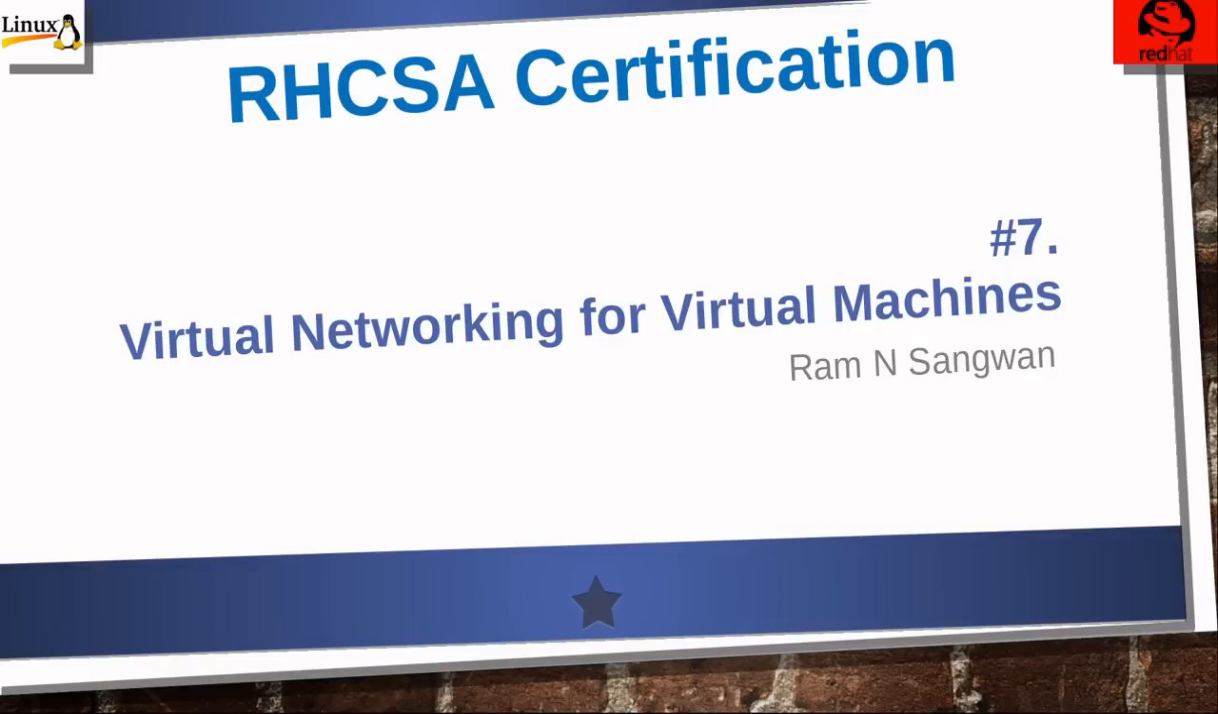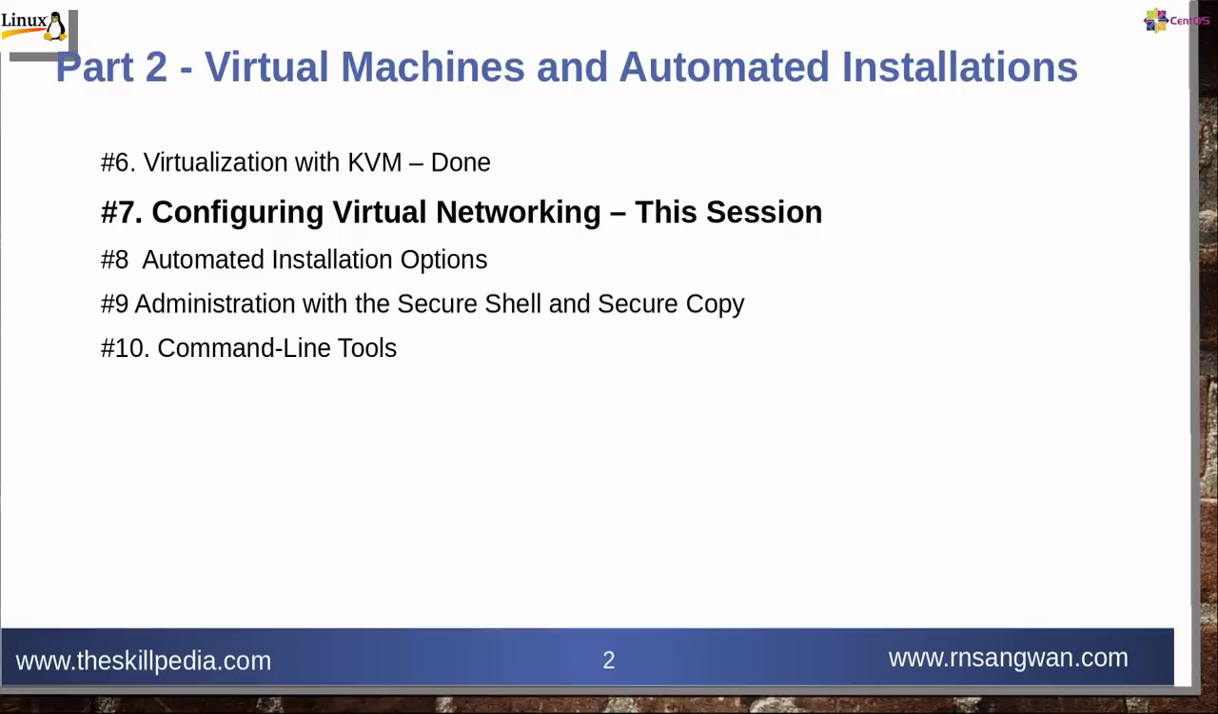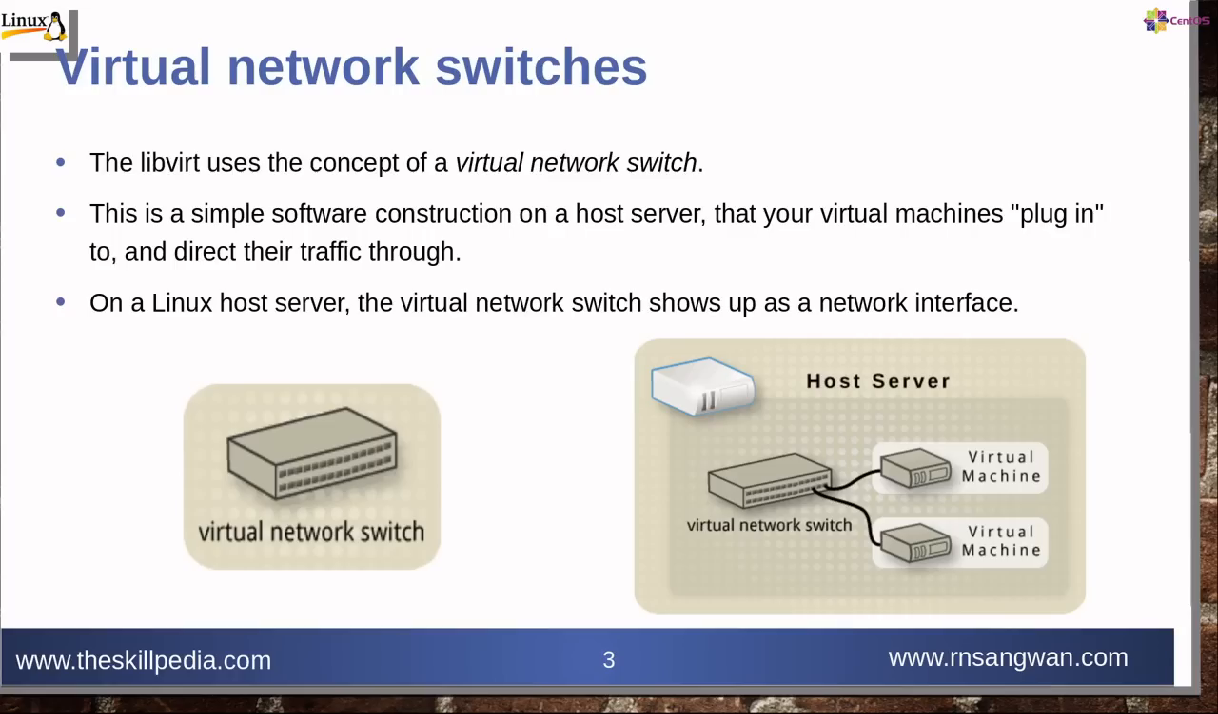Session 7 is about virtual networking for virtual machines. We are on part 2, as we've been talking about. This is part 2, and the session on virtualization with KVM is done. This is the current session 7, configuring virtual networking. Coming after this session will be automated installation options, and then administration with SSH, that is secure shell, and SCP, secure copy, and then some command line tools.